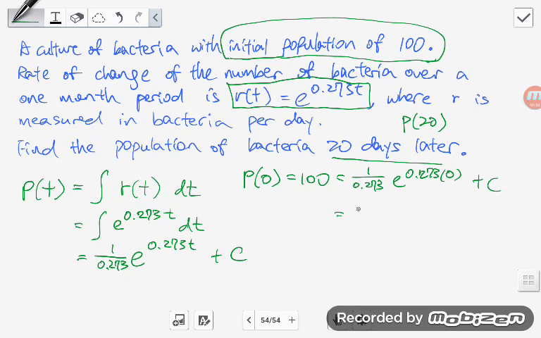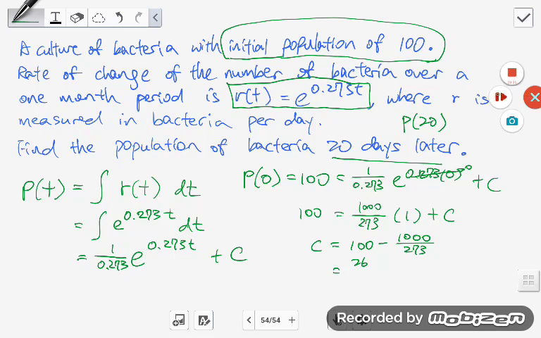So 1 over 0.273 gives me 1000 over 273, right? And I have a 100 here. And e to the power of this whole thing becomes 0, so e to the power of 0 gives me 1, plus c. So my c is equal to 100 minus 1000 over 273. Let me put that in my calculator. I'll be back. That value is 26300 over 273. So that's my c, right? I've just found my c.